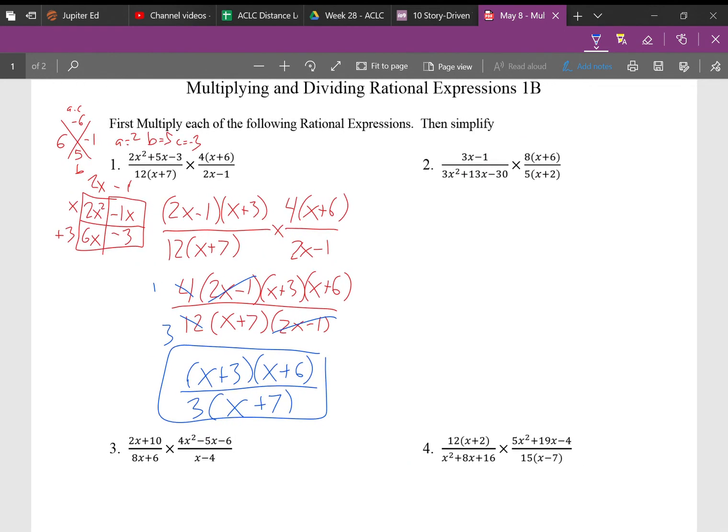Again, on all of these problems, before we do any manipulation, we want to make sure we just check, is anything factorable? And if it is, we want to factor that first. So that's how we do that problem.